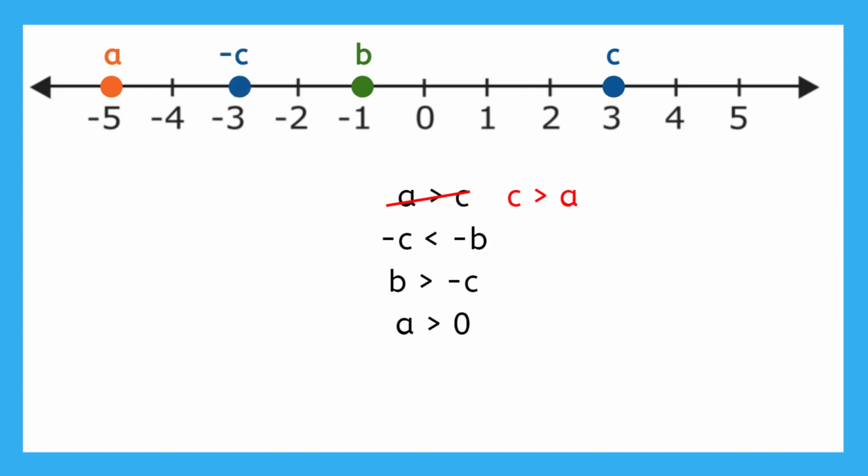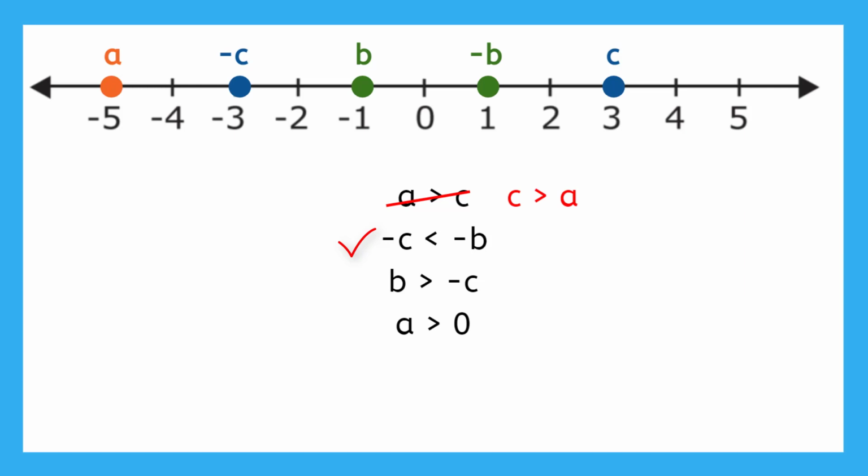Yeah, it's negative 3. And if B is at negative 1, then what is the opposite of B? Remember, this is like saying what is the opposite of the opposite? So the opposite of negative 1 would be positive 1. Is the opposite of C smaller than the opposite of B? Well, yes, B is to the right of C. This is true.